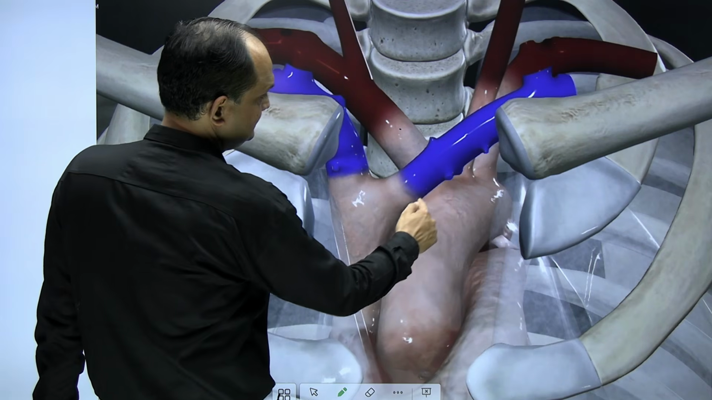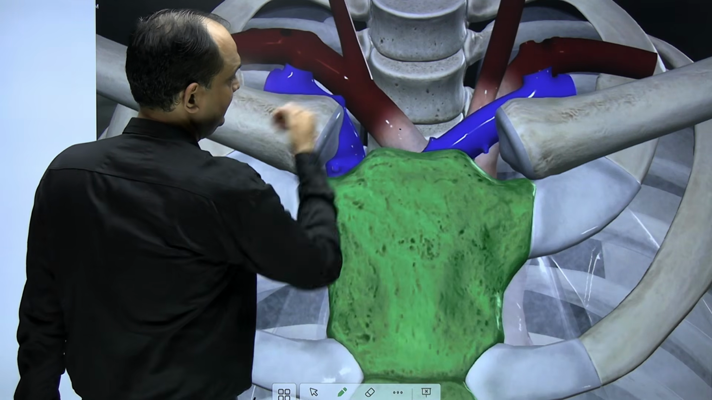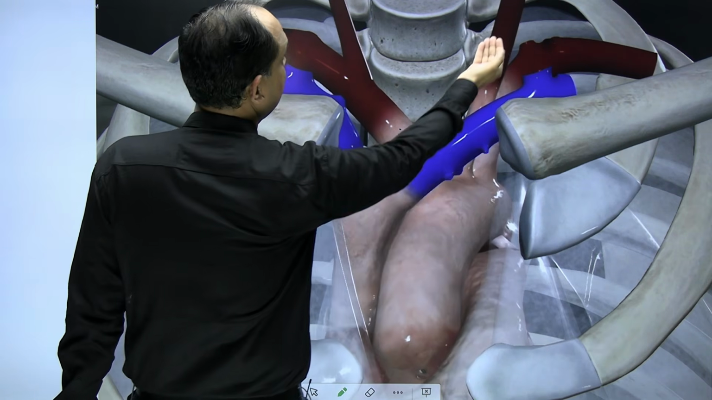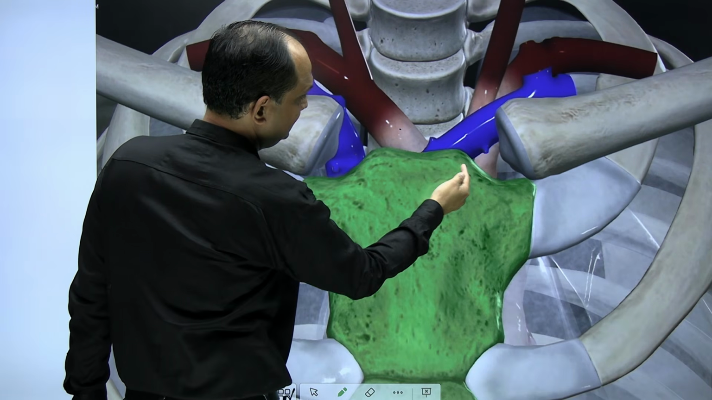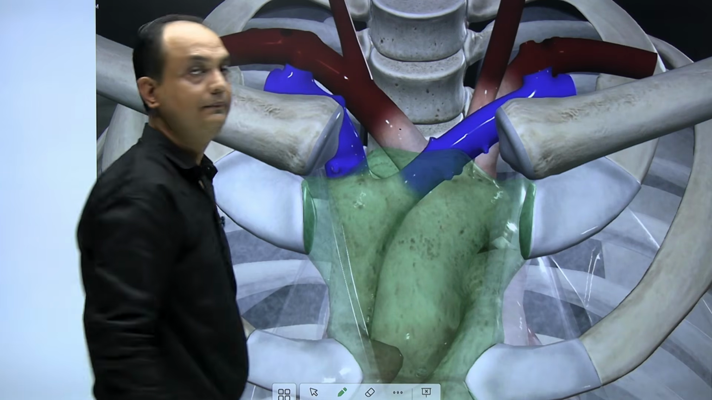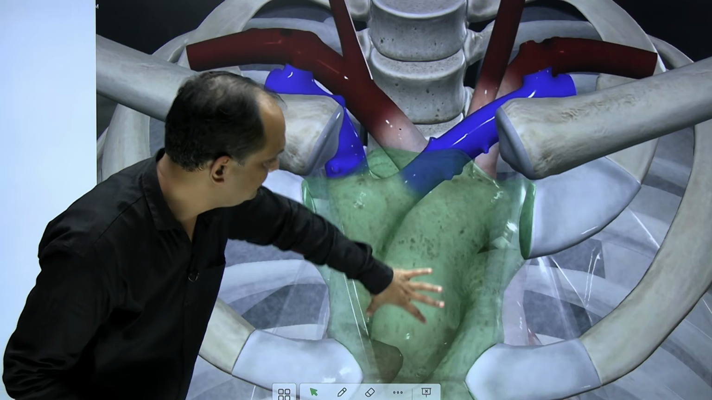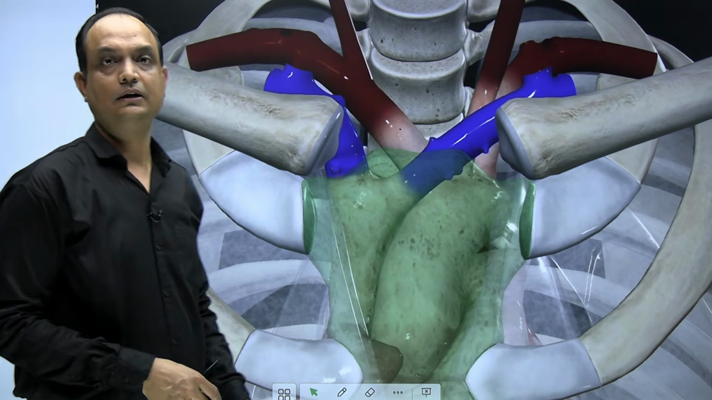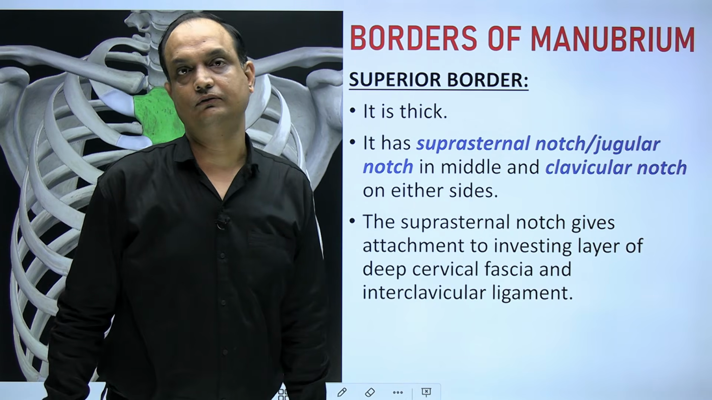Along with that, here you can see that this is the arch from where you can see the branches. This is your brachiocephalic artery, this is your left common carotid, this is your left subclavian. So all these three arteries and the anteriorly placed, longer left brachiocephalic vein, all these are relations of the arch of aorta. Clear? Now we will talk about the borders of the manubrium.